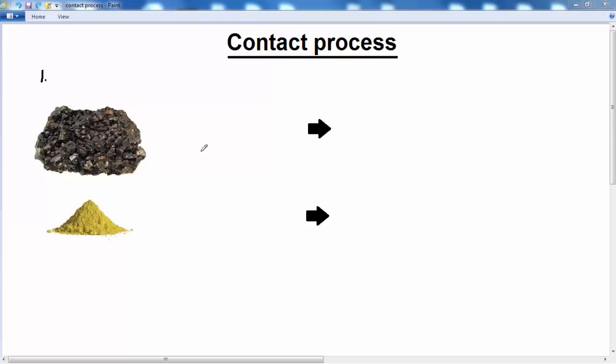In this lesson we're going to look at the contact process for the manufacture of sulfuric acid. Now this involves a number of steps, and the first step is the production of sulfur dioxide. Okay, so we have to obtain sulfur dioxide, and this could be done in a number of ways. For example, we could simply burn sulfur directly in oxygen. Okay, so you've got sulfur plus oxygen to give you sulfur dioxide.